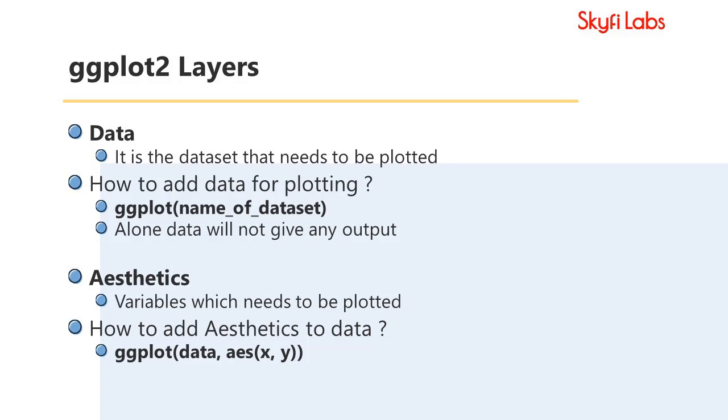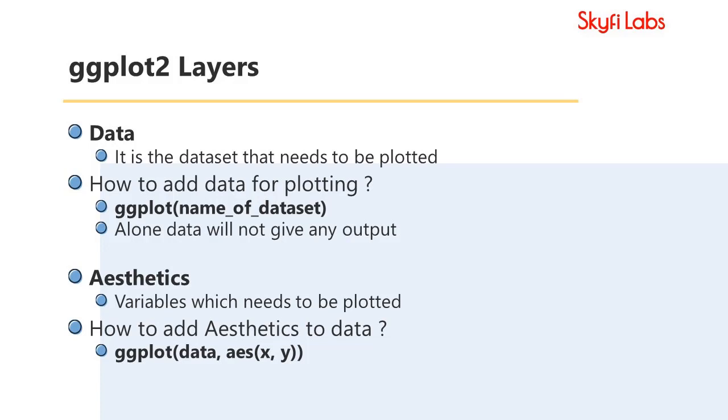The first layer is the data. It's the layer that consists of the data to be plotted. We can simply add it by passing a statement ggplot, with the argument as the name of the dataset. Remember that the data layer alone will not give any graph.